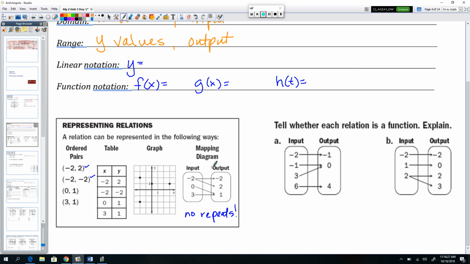So knowing that this is what a mapping diagram does and how it works, let's take a look at example A and see if we have a function. Do we have a function, yes or no? And again, to define a function, we have no x values repeating. So let's check to see if any x values repeat. We have -2 causing this, -1 causing this, 3 causing this, and 6 causing this. So no inputs caused more than one output. So we're good here. Yes, it's a function. No x values repeat.